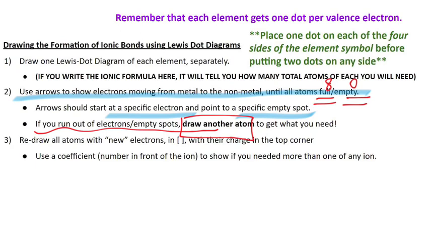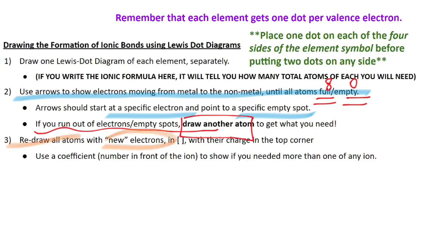So this step 2 can last a little bit as you keep adding electrons and moving them around. But once you get all the atoms full or empty, you've technically found our compound's formula, and we're going to redraw all of those atoms with their new electron.